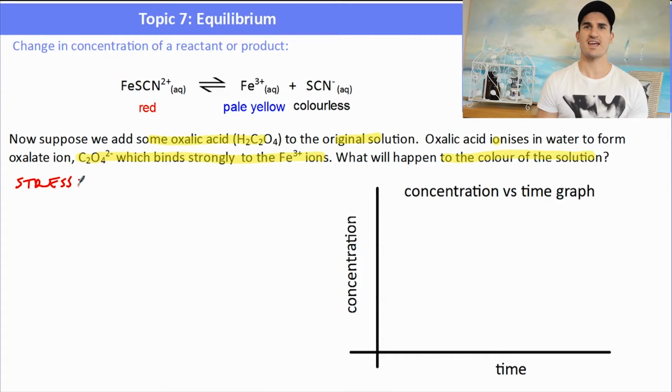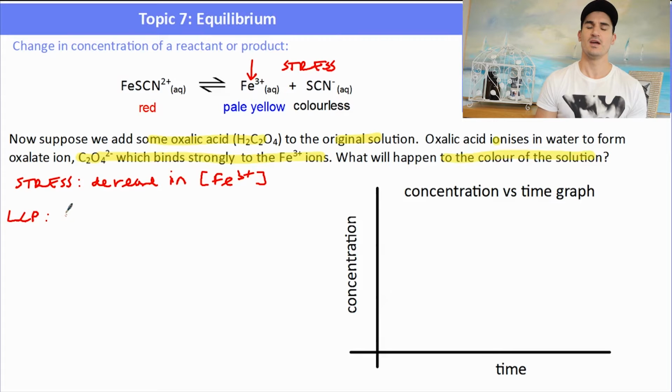So the stress in this case is addition of another chemical, but it's not in the equilibrium reaction, so we only want to focus on what's in the equilibrium reaction. So it's a decrease in concentration of Fe3+. Binds to basically means it's taking it away. So we've decreased the concentration of Fe3+.